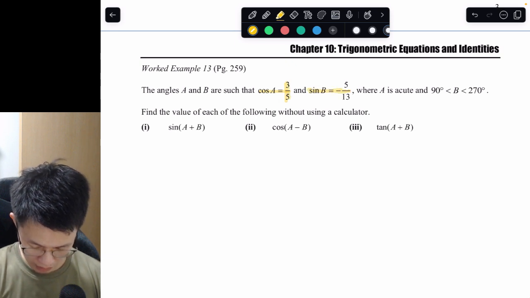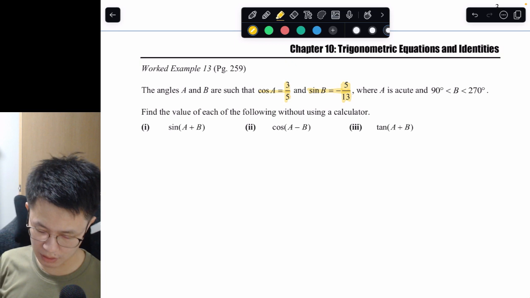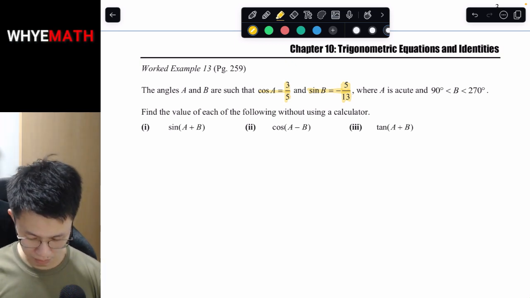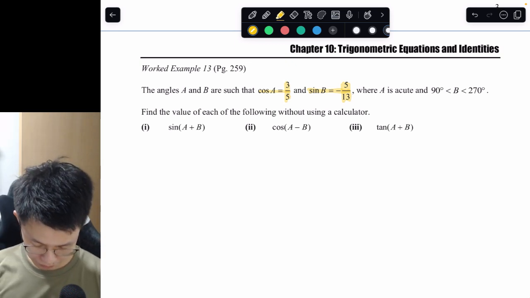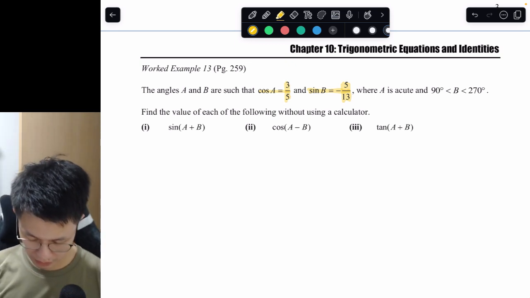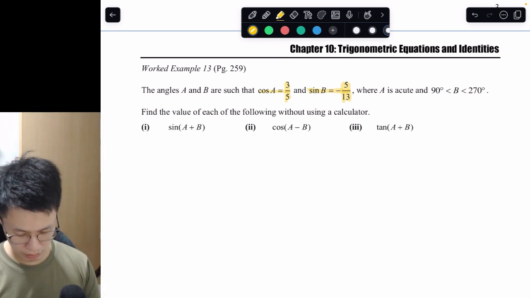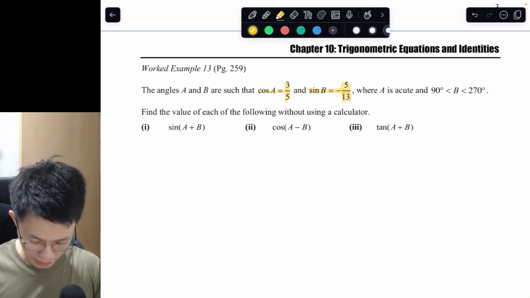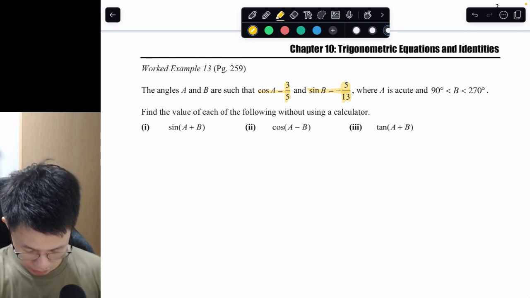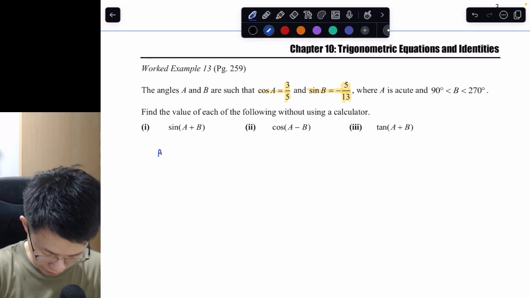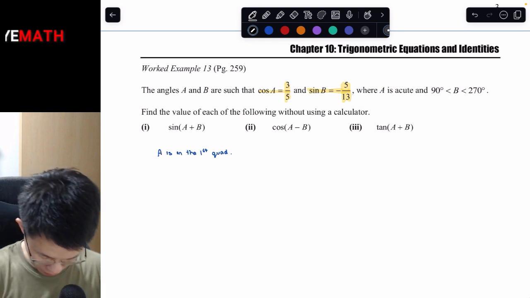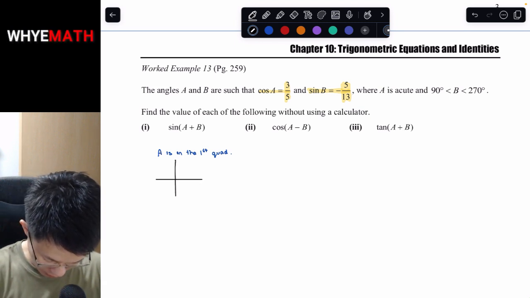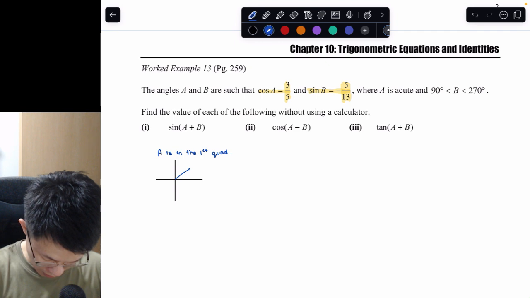So sine A is 3 over 5 and sine B is negative 5 over 13, where A is acute and B is between 90 degrees and 270 degrees. Interestingly, we have that B is either in the second or third quad and A is acute. So if A is acute, we can say here that A is in the first quad. This is not really part of your workings, but more like an understanding. So A over here is an angle that lies in the first quadrant.